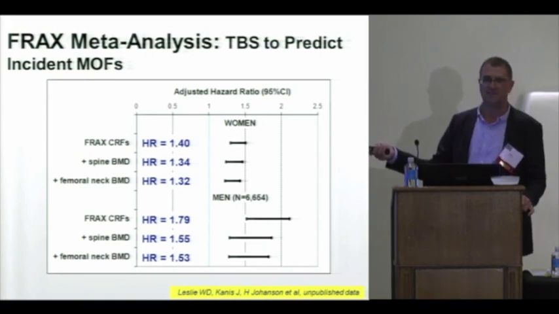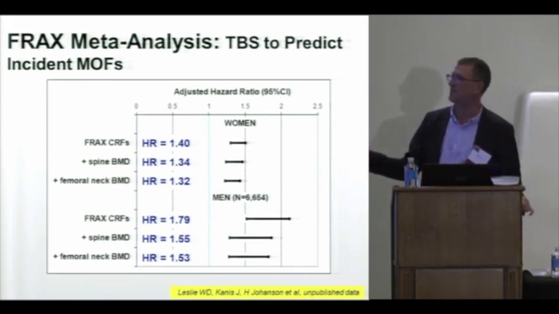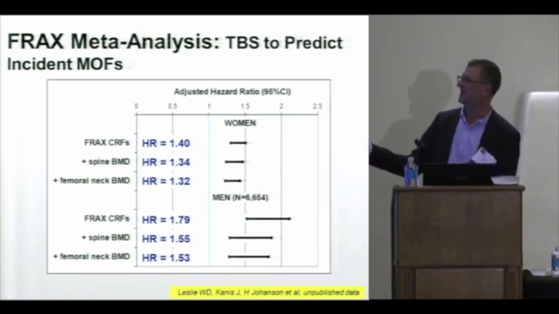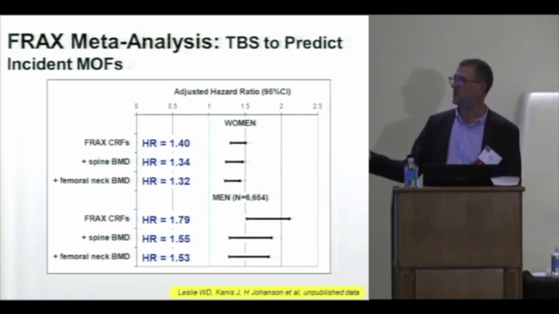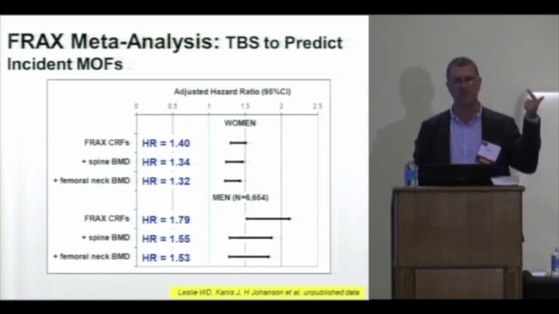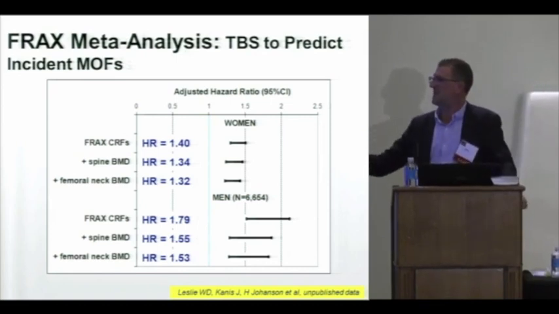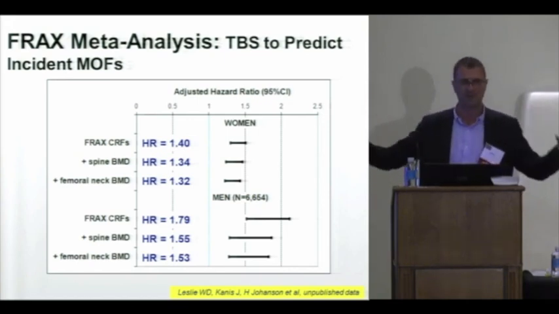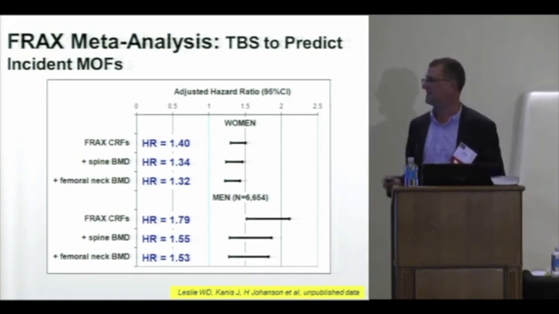If you adjust the TBS by FRAX clinical risk factor plus spine BMD, it remains highly significant. If you add on top of that FRAX plus spine plus hip, you still have another ratio of 1.3, which is a 30% improvement. For men, it's even better.